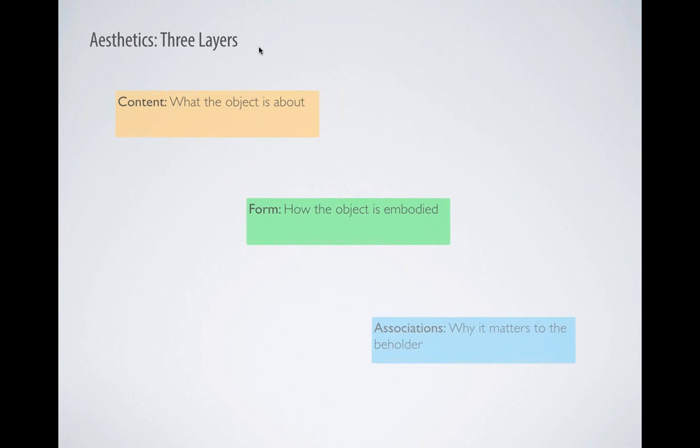As you would see in your readings for this week, in the Aesthetics for Dummies chapter in particular, the writer defines aesthetics as having 3 layers. They're the content, and that's what this object is all about. The second is the form, how it's all put together, or how it's embodied. And associations, and that is why it matters to the audience or the beholder. We're going to explore each of these layers through the topics this month.